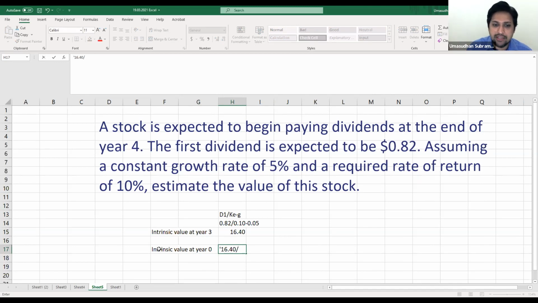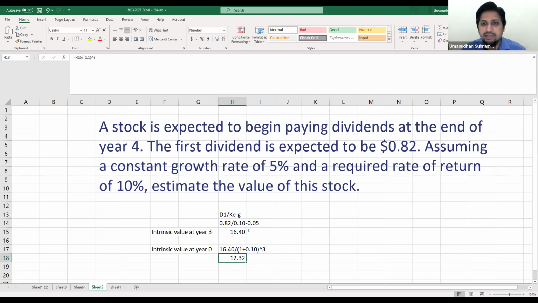What is your cost of capital here? Your cost of capital here is going to be 10%. So when you're discounting it, 16.4 divided by 1 plus 0.10 to the power of 3. So this is what we are going to use. So I'm going to say you have 16.4 divided by 1.1 to the power of 3. That's going to give you 13.32.